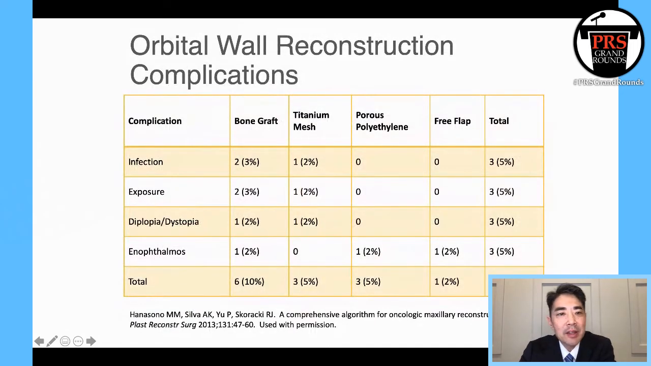The last thing I'd like to talk about is orbital wall reconstruction. The point here is that in our experience, we've tried it all: bone graft, titanium mesh, porous polyethylene, even vascularized bone. And they all have complications, most notably deficiencies in positioning, resulting in potentially anophthalmos or diplopia, and even in the worst case scenario, blindness if the implant or bone graft impinges on the optic nerve.